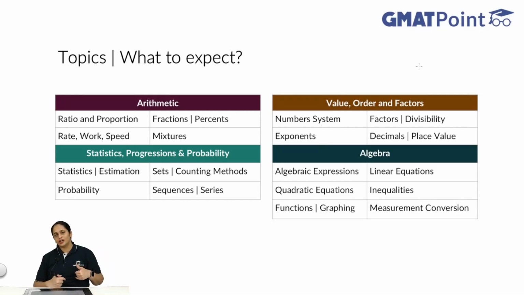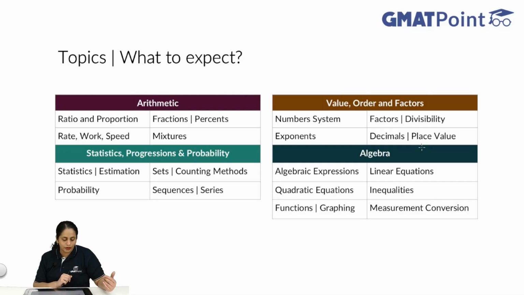In addition to that, you have counting methods, and you have number systems, particularly value, order, and factors. Okay, let's take a closer look at arithmetic. What is there in arithmetic? Basically you have your ratio and proportion, fractions, percentages. You also have time, speed, distance, time and work, and mixtures. So these are the important aspects of arithmetic. The questions can be in PS format, which is problem solving format, or it can be in data sufficiency format. So you have to be ready for both formats of questions.